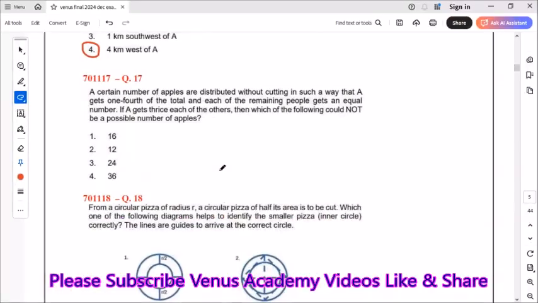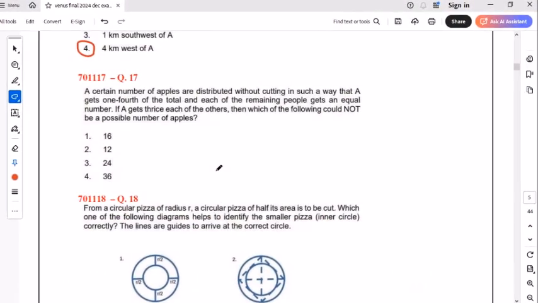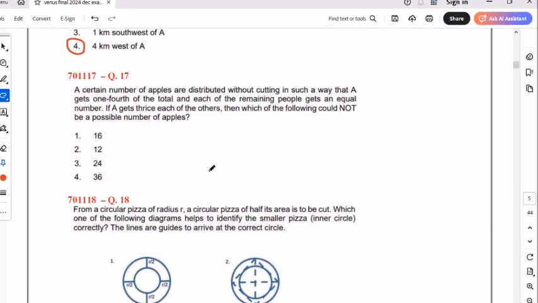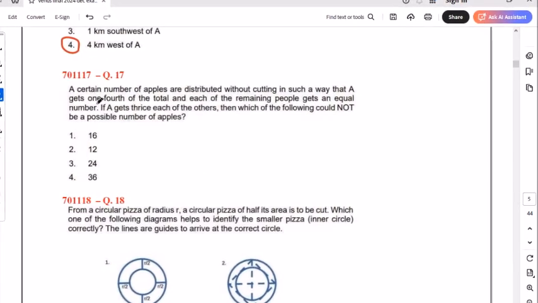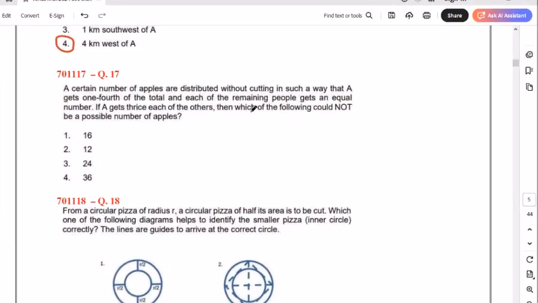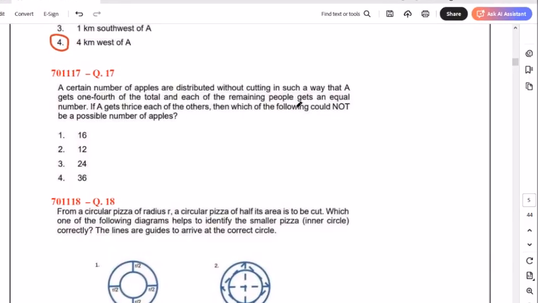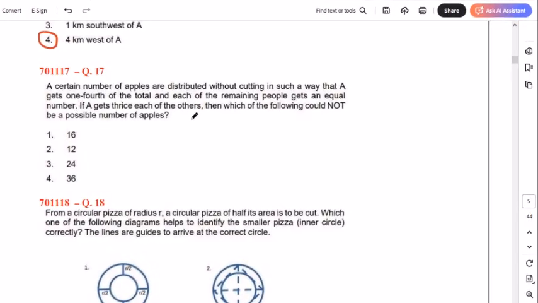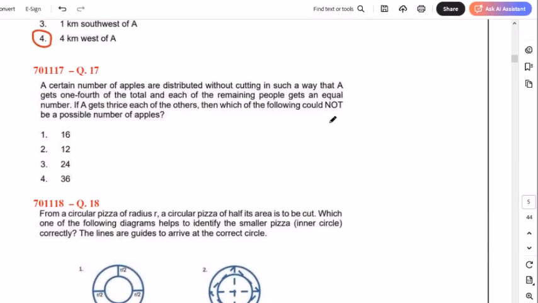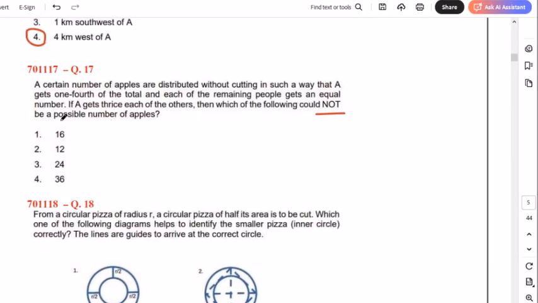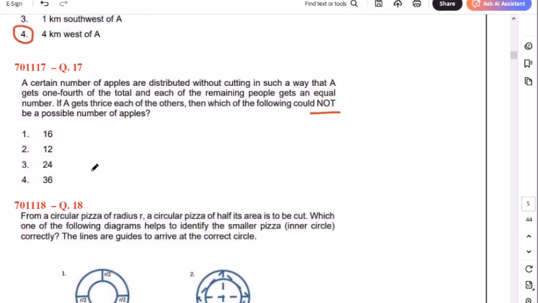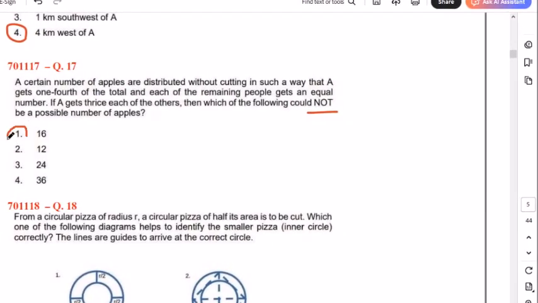Next, question number 17. A certain number of apples are distributed without cutting in such a way that A gets 1/4 of the total and each of the remaining people gets an equal number. If A gets thrice each of the others, then which of the following could not be a possible number of apples? Option number 1, that is 16, is correct option, friends.